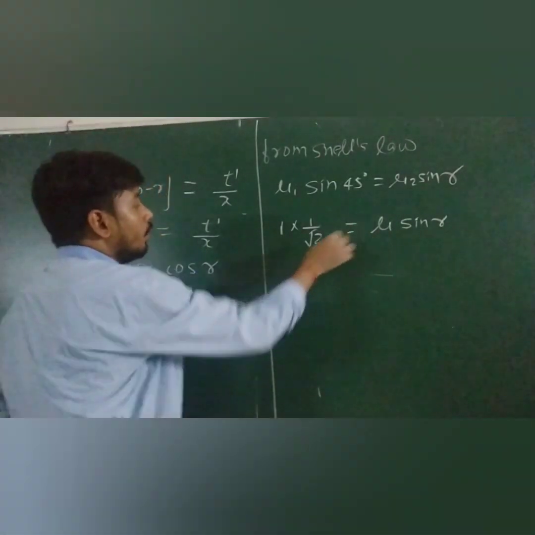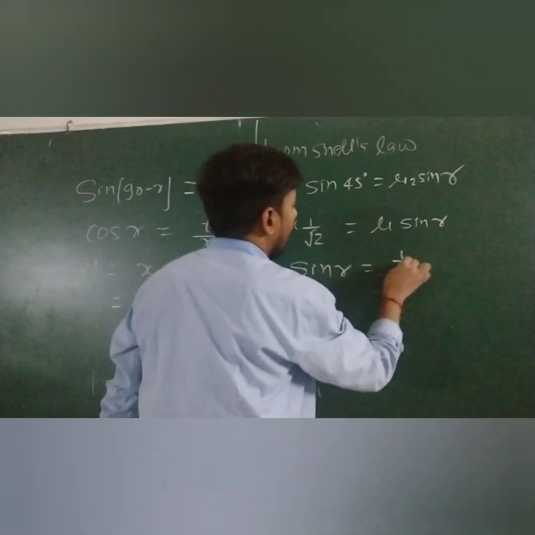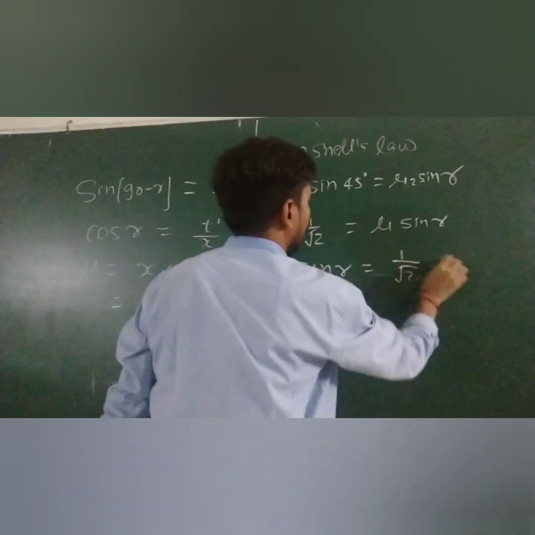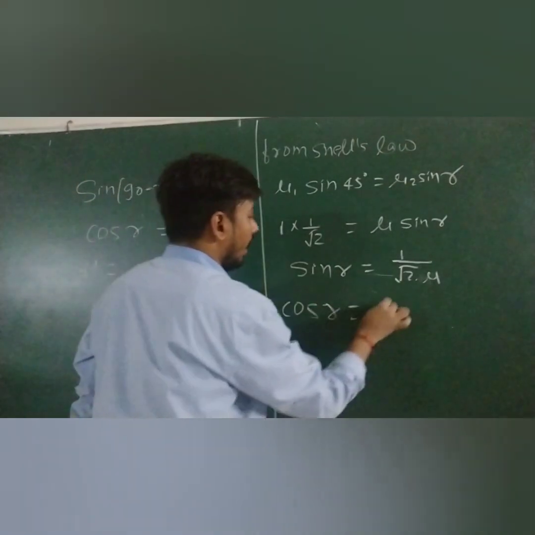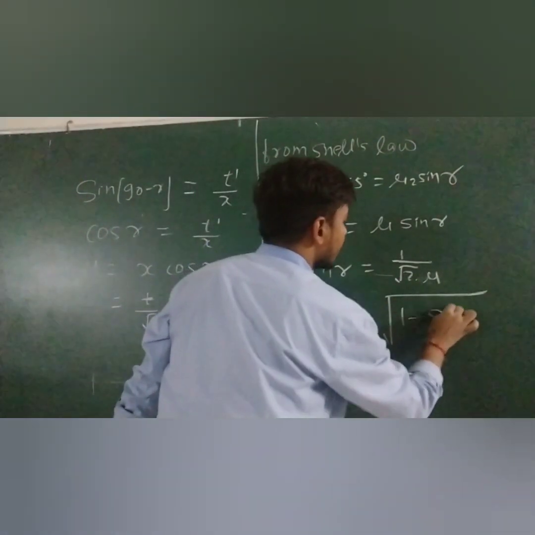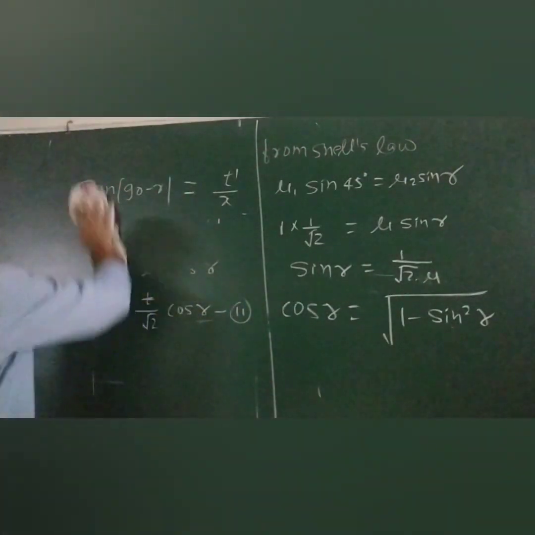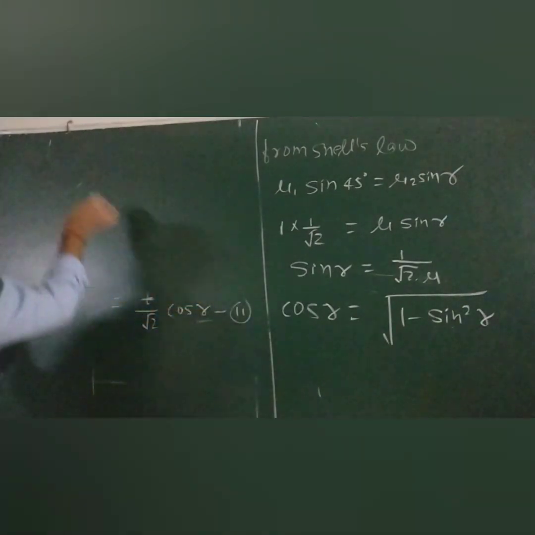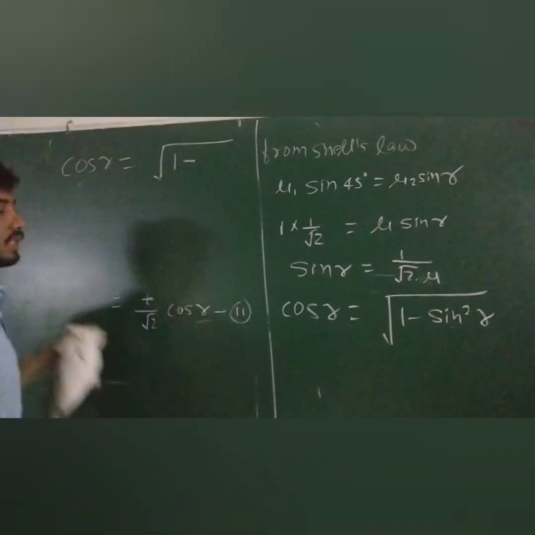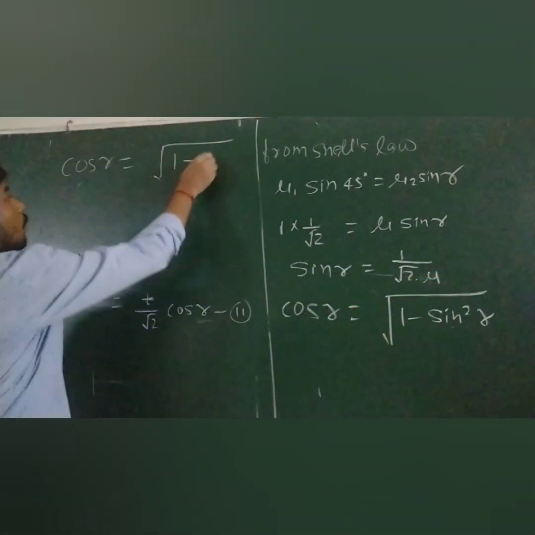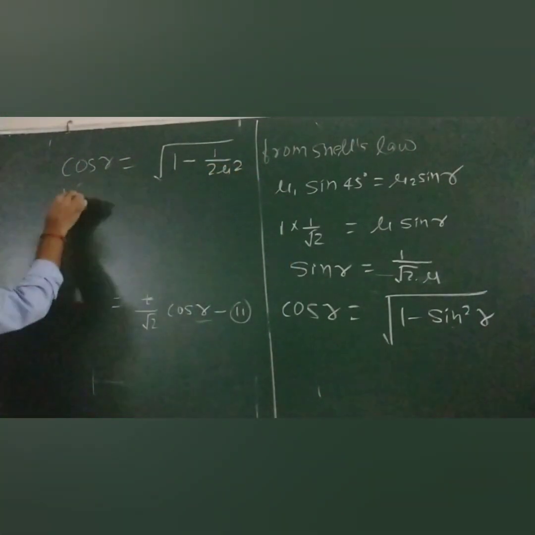Okay, see. From here, sin r is equal to 1 by 2 root mu. So cos r is what? Under root 1 minus sin square r. Just put this value. So cos r is equal to under root 1 minus sin square r, so this becomes 1 by 2 mu square. Put it here.